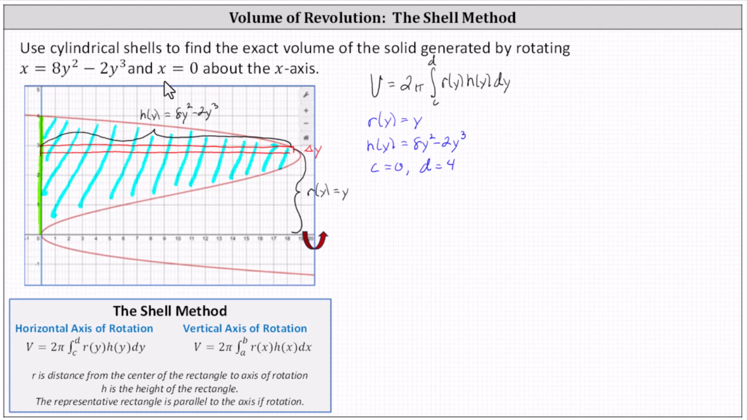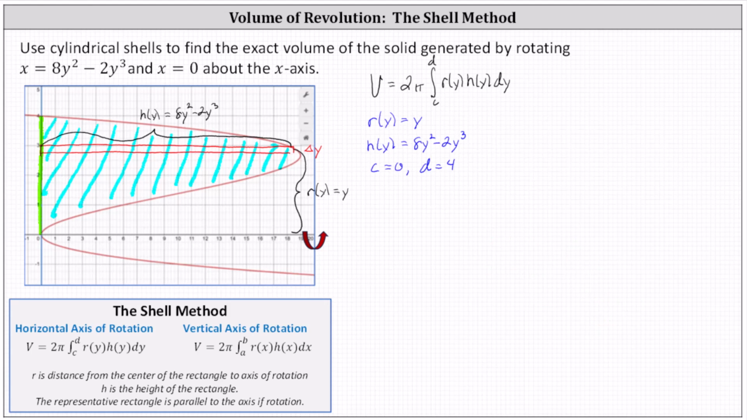Because they're both solved for x, we could use the method of substitution. Substituting 0 for x in the first equation, we can determine the limits of integration by solving the equation 0 equals 8y squared minus 2y cubed, solving by factoring. Factoring out 2y squared, we have 2y squared times the quantity 4 minus y. The product on the right is equal to 0 when y equals 0, or when 4 minus y equals 0, giving us y equals 0 or y equals 4, which are the limits of integration.